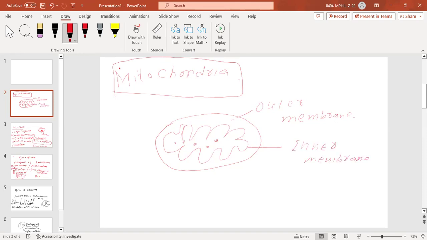These enfoldings are actually cristae. One is crista, so these multiple grooves, multiple enfoldings, we call them cristae. So there is another thing that is matrix. Matrix is the fluid part of the mitochondria in which a number of chemicals, substances or proteins are present.